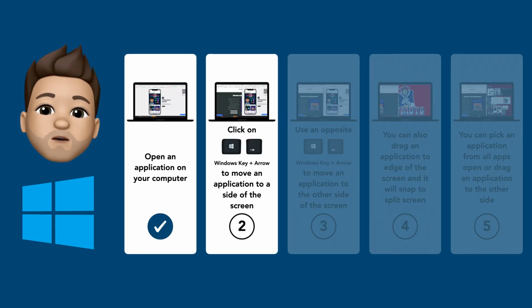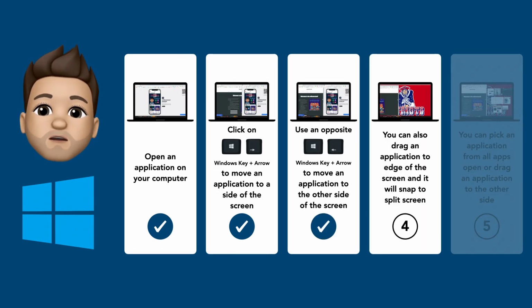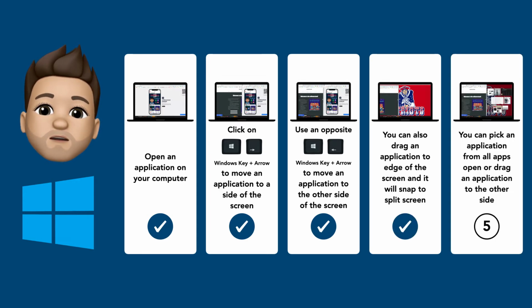Then, use the Windows arrow key to move the application to whichever side of the split screen you'd like. Then, go to another application and use the Windows opposite arrow key to move that application to the open side of the split screen. You can also do split screen by dragging an application to the side of the screen you'd like and having it snap into place. Then, use any of the other open applications and drag that into the open split screen.